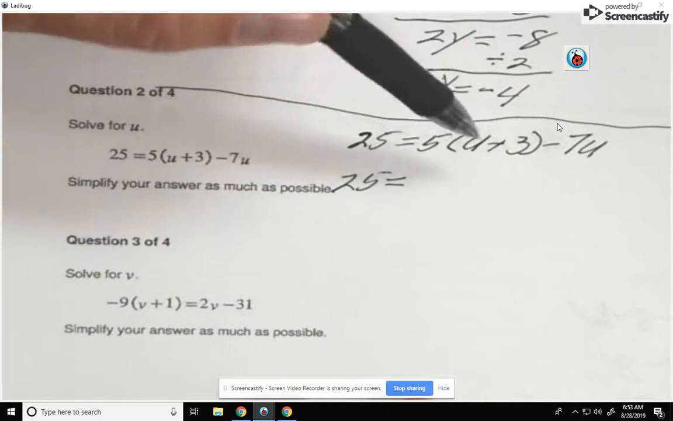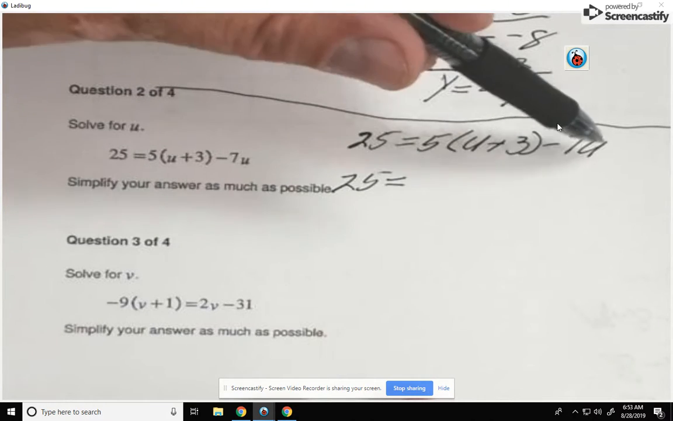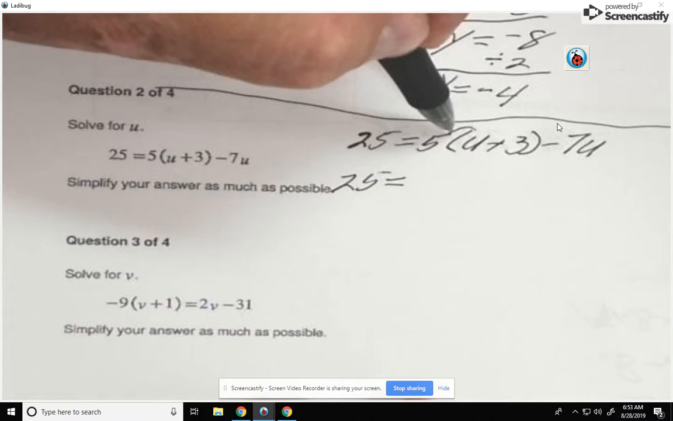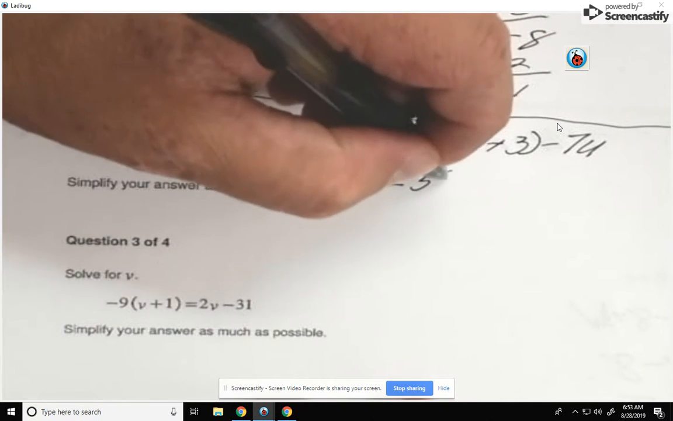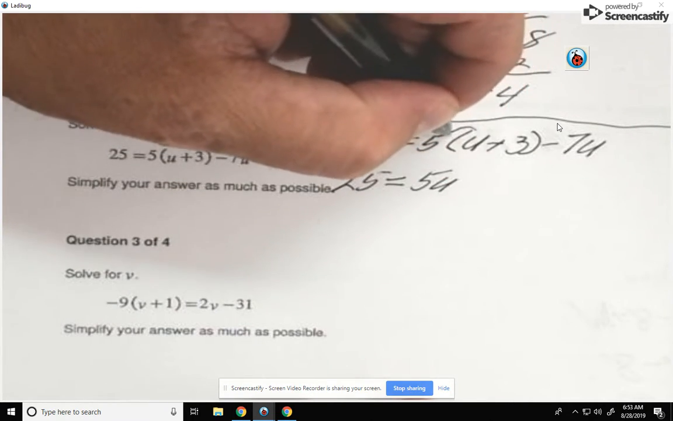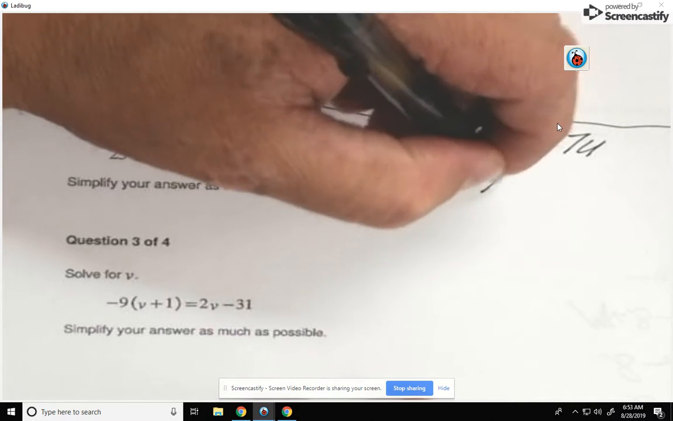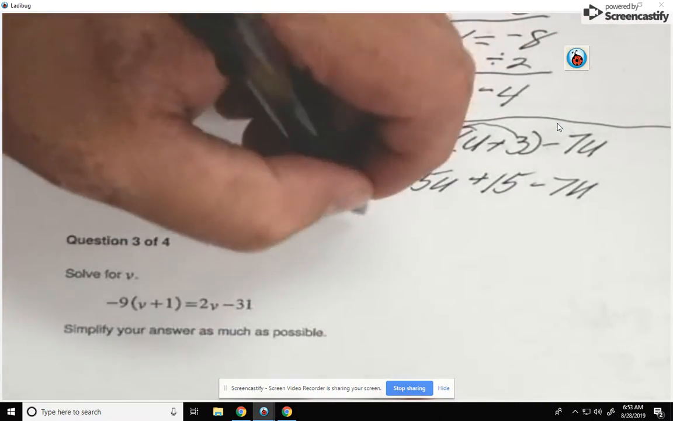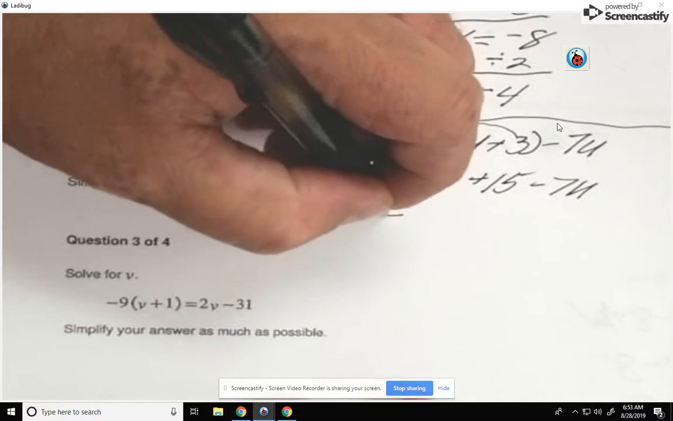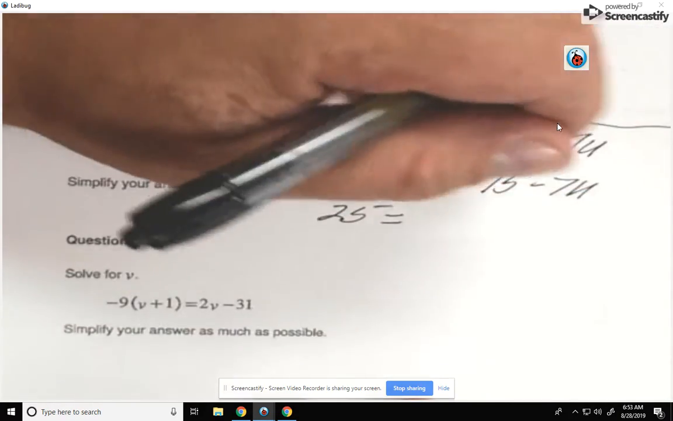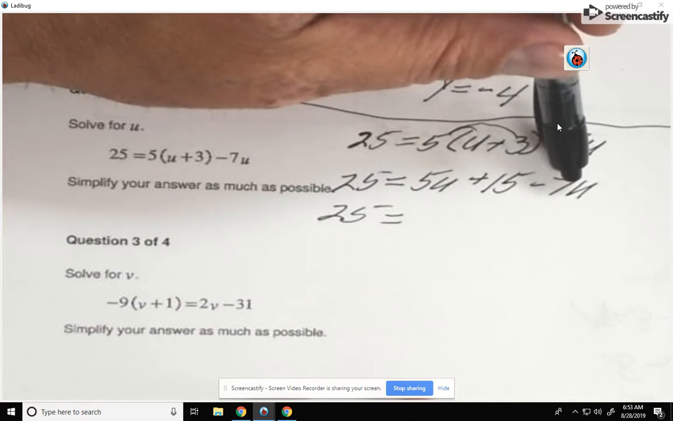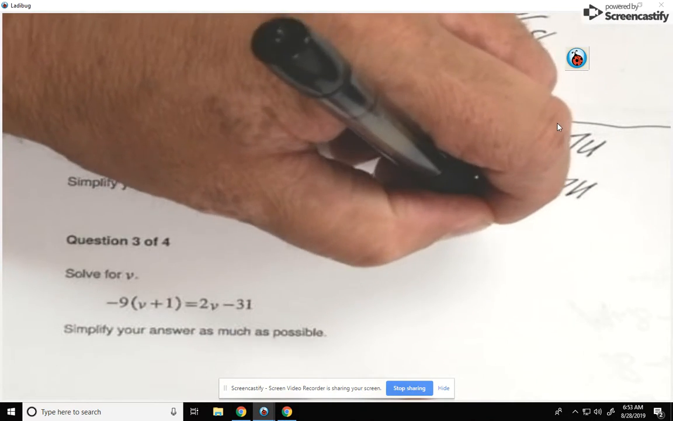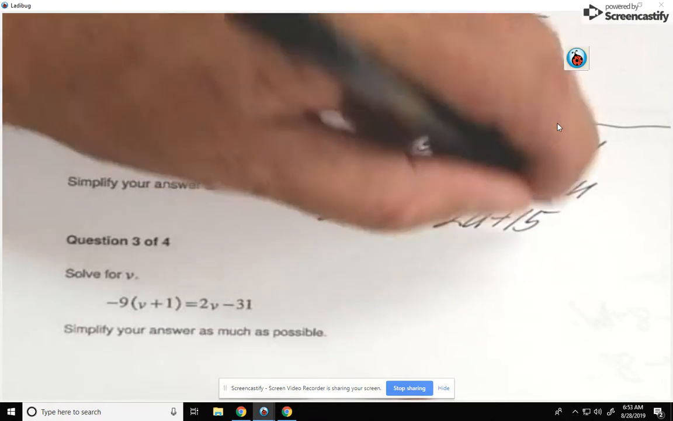Our right side, we've got distribution and combination. So to start out, we distribute. 5 times u gives me 5u. 5 times the 3 will give me 15. And I bring down my minus 7u. Okay, now I can go ahead and combine my like terms. So 5 minus 7 gives me negative 2u plus 15.